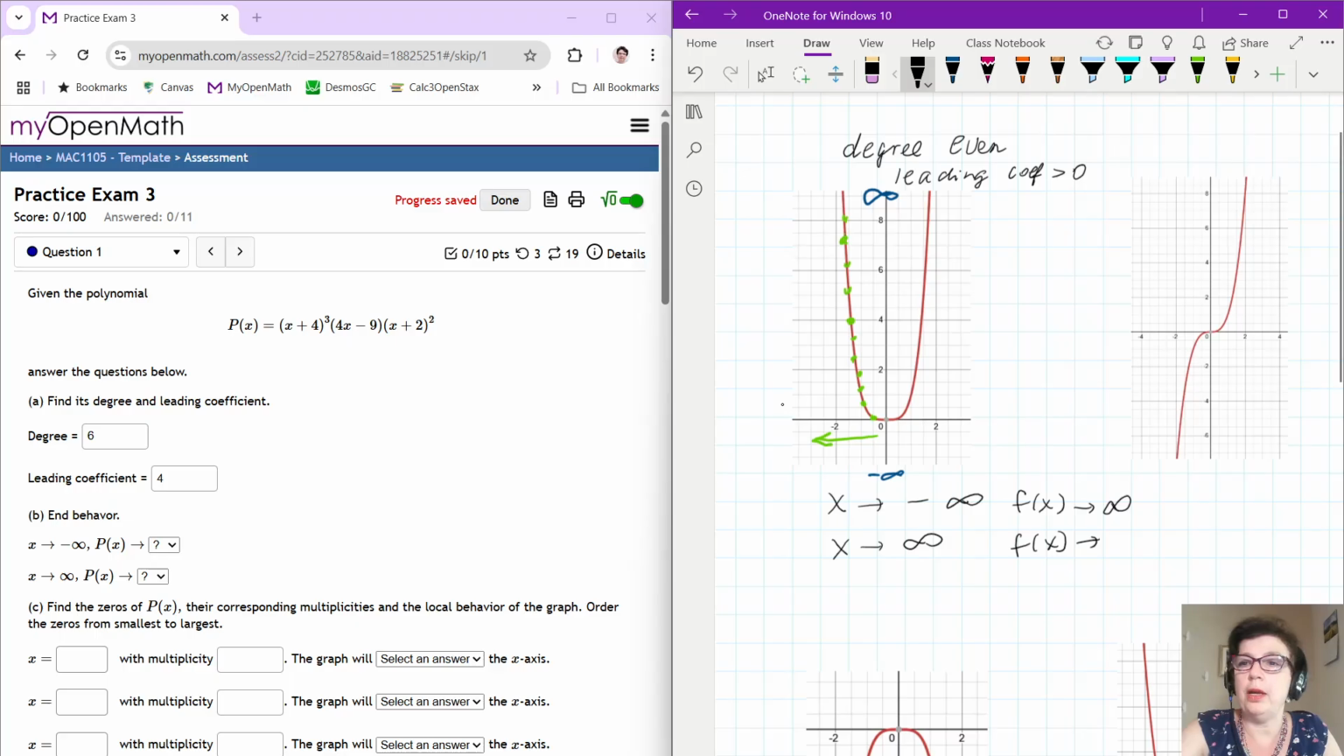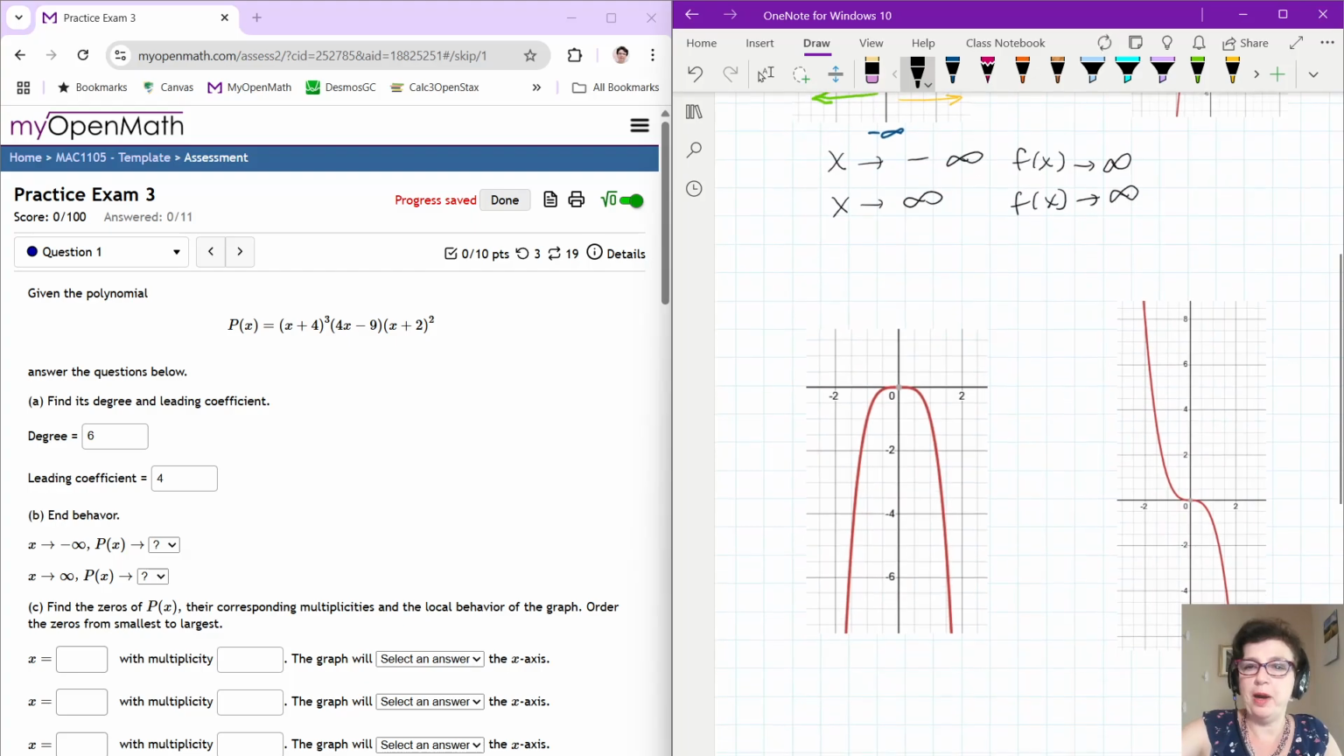Now, if you're going the other way, so if you're going this way, what happens then? So this is where it goes as you're moving to the right, at the same time as you're walking on the curve. You're going to be approaching positive infinity, right? So this one is positive infinity.